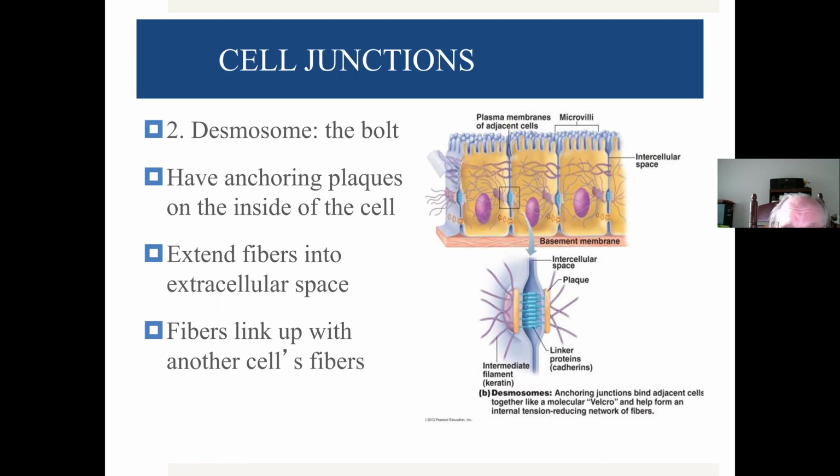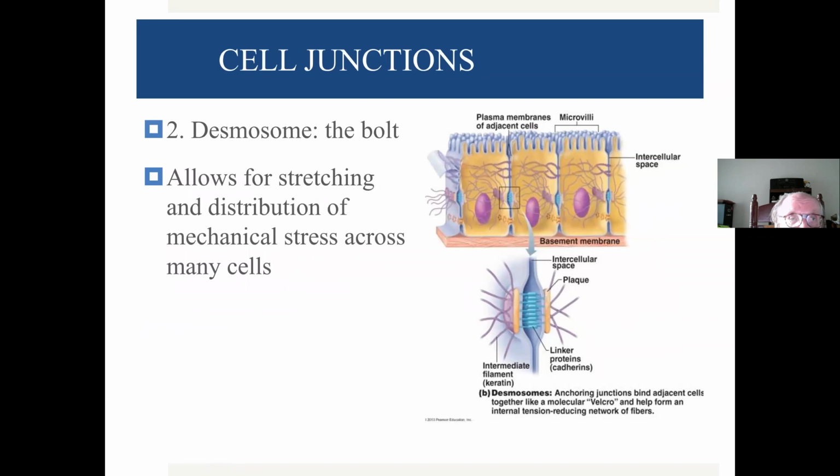But this is what keeps the cells together when they elongate, okay, a desmosome. So we had a tight junction so that we could have a protected environment between 2 cells, okay? We have a desmosome which anchors one cell to the other. A desmosome anchors one cell to the other, allows for stretching and distribution of mechanical stress.